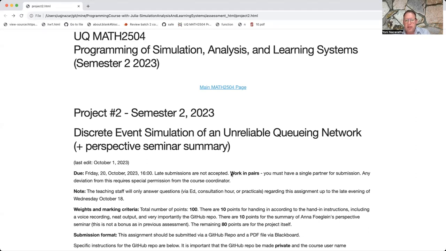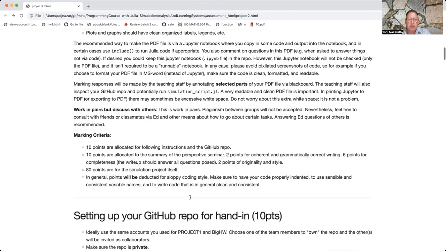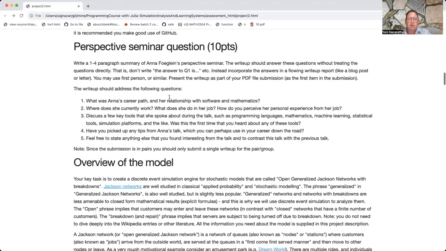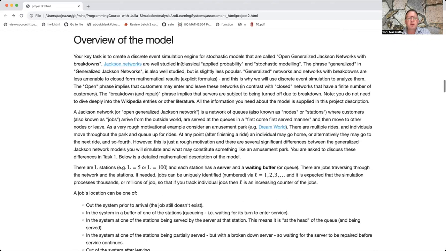All right, make sure you get a partner that you can work well with, and get cracking. So there's a whole bunch of submission information here, and that's all nice and good. There's also information about the perspective seminar. This is not bonus, so this is part of the actual project. And the great thing is that Dr. Anna Foglin is actually a professional in this field of simulation. So there's some connection there.